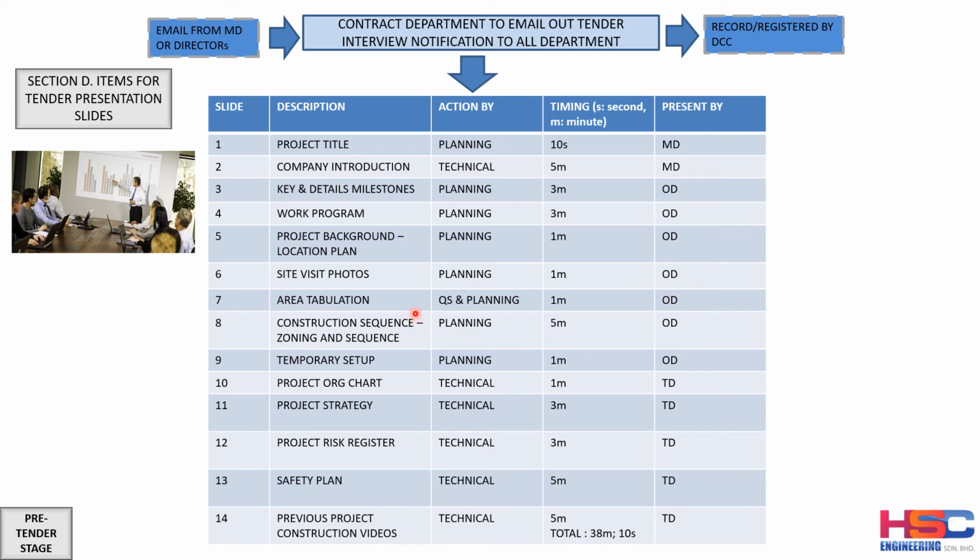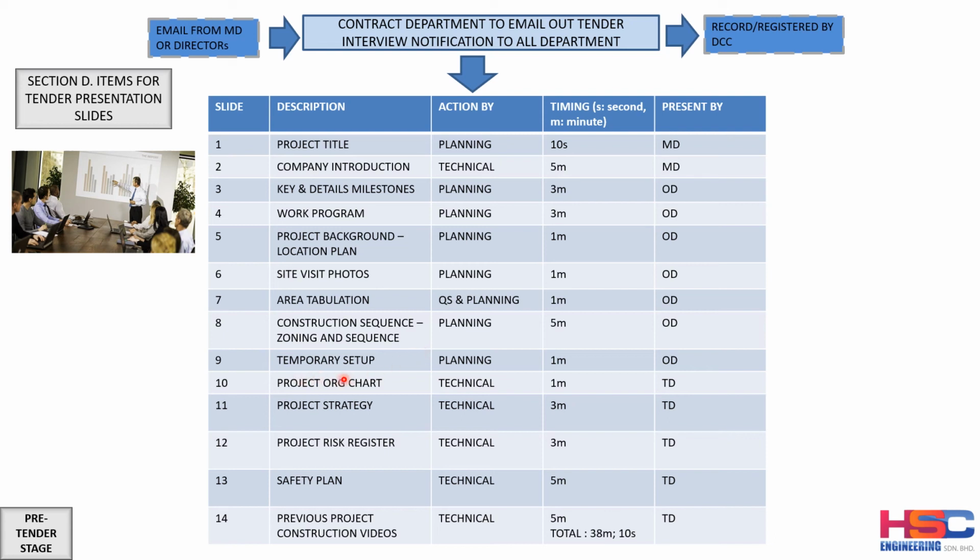And the area tabulation also, some information that can be presented will be prepared by the QS or the planning department or the contract department, only for 1 minute. And the construction sequence, zonings and sequence also prepared. This is very important. You show the zoning and the sequence of work. This will be prepared by the planning department for the presentation of 5 minutes. And this also presented by the operation director. At this area, sometimes some contractor will do an animation video to demonstrate how they will do the project.